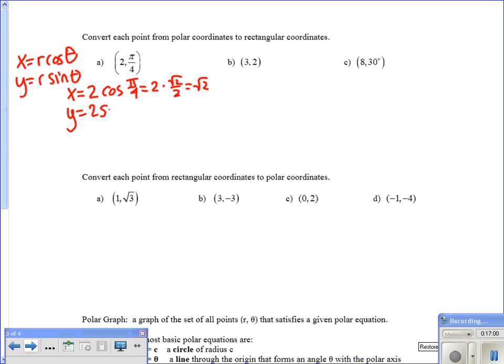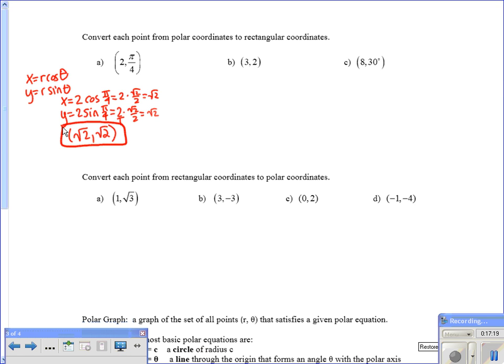Y would be equal to 2 times the sine of pi over 4, which again is 2 times root 2 over 2, because the 2 is really over 1, so the 2 divided by 2 cancels out, and I get root 2 again. So that means my rectangular coordinates are (root 2, root 2).